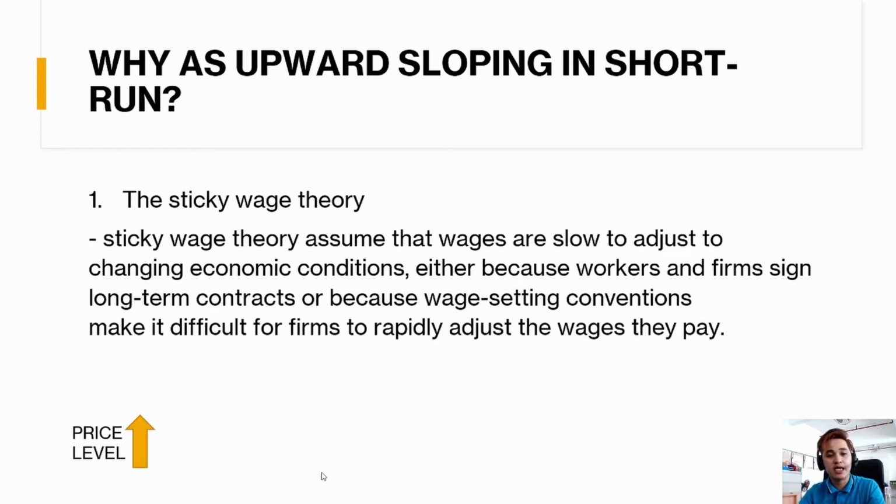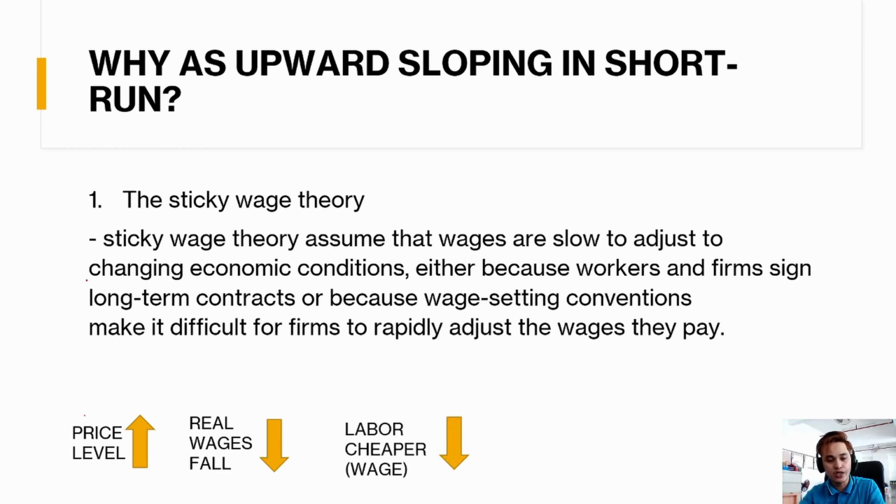Now, how does the sticky wage theory explain why our AS curve is upward sloping? Let's say that there's an increase in the price level, meaning there is inflation. Now, if there is inflation, the real wage or the real salary will fall. So going back to nominal and real, the amount that the worker is getting will decrease because of inflation. Let's say his salary is 500 per day, but due to inflation, the real value of that is maybe only 400. So the real wage will fall.